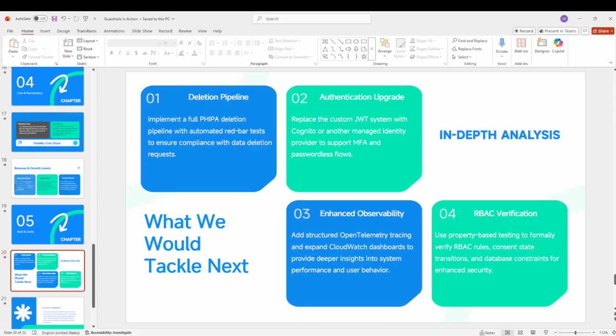So, moving on to what we should tackle next, we could implement a better deletion pipeline that automatically deletes everything given a trigger. We could also upgrade our authentication to the Cognito system provided by AWS or some other authentication management system. We could enhance observability by adding OpenTelemetry tracing and expanding our CloudWatch dashboard to provide deeper insights into system performance and user behavior.